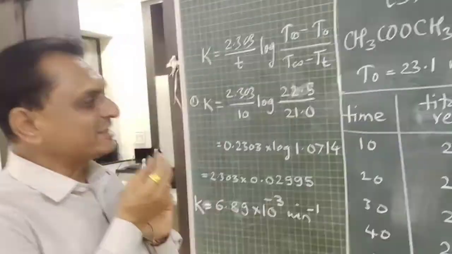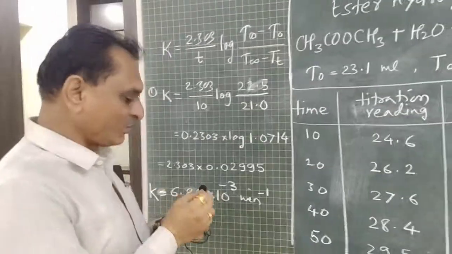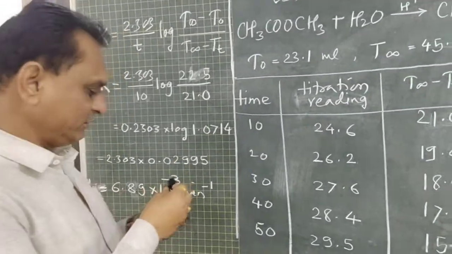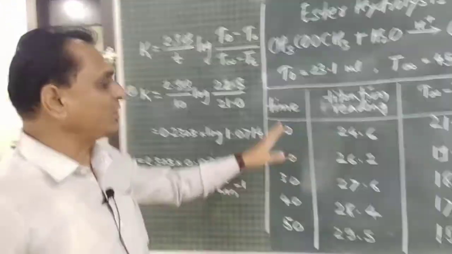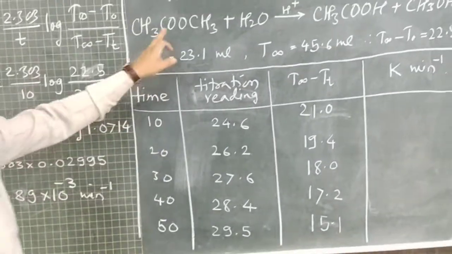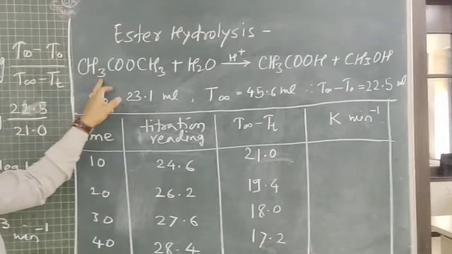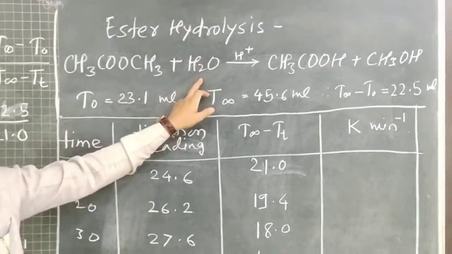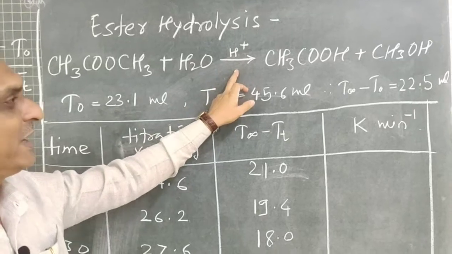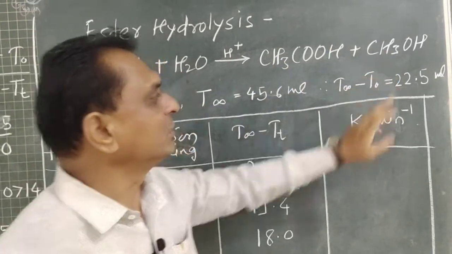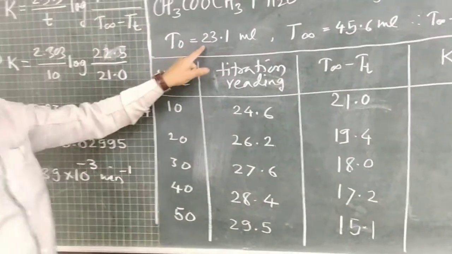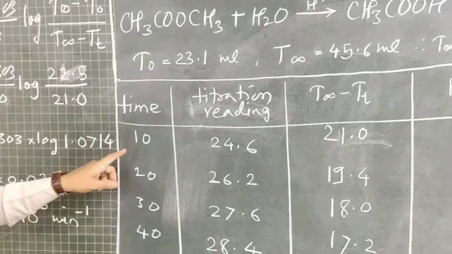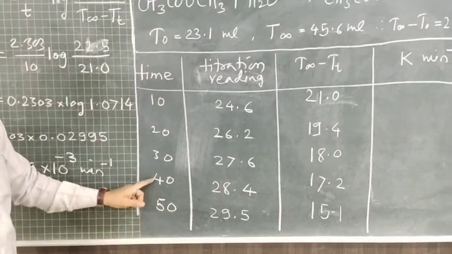Hello students, as explained by Dr. Indulkar sir, this is your observation table. After carrying out the experiment for about 50 minutes, we have this type of observation table. See here, your reaction is like this. This is methyl acetate plus water, catalyzed by H plus ion, which gives you acid and alcohol. After titration, you have 6 readings. So the first reading is for 0 minute, and subsequently we have the readings for 10, 20, 30, 40 and 50 minute.